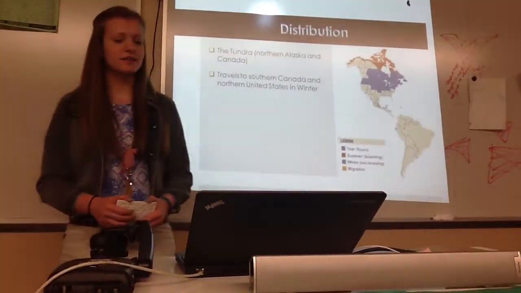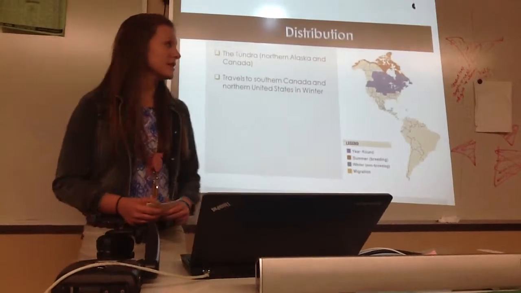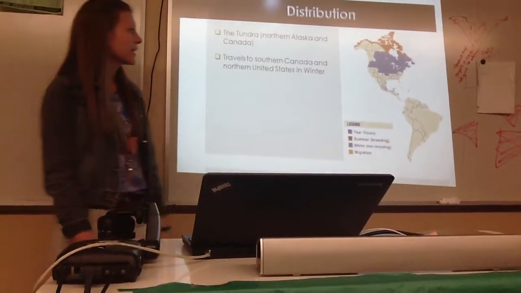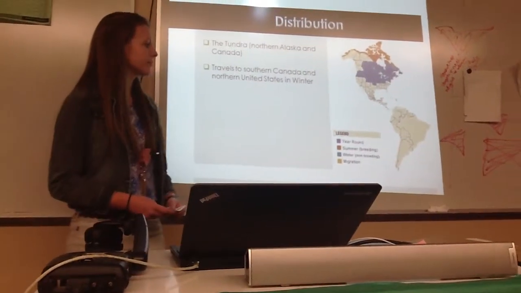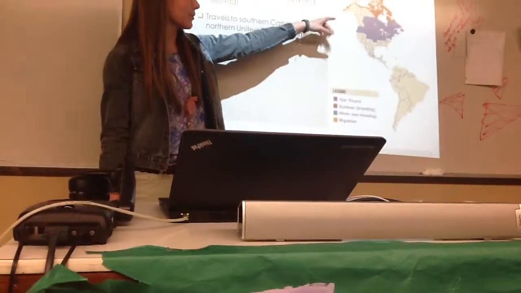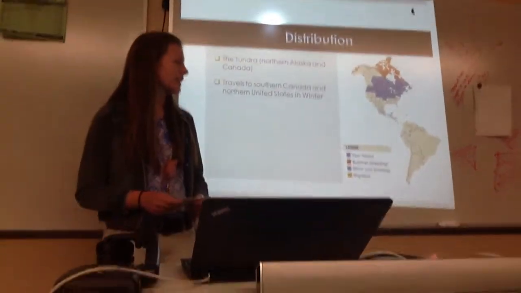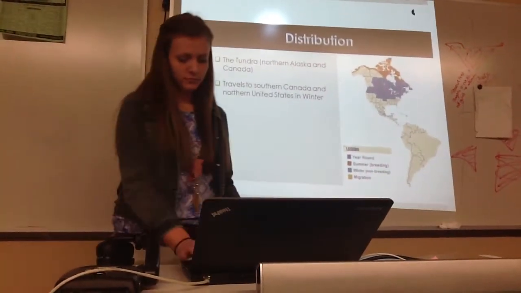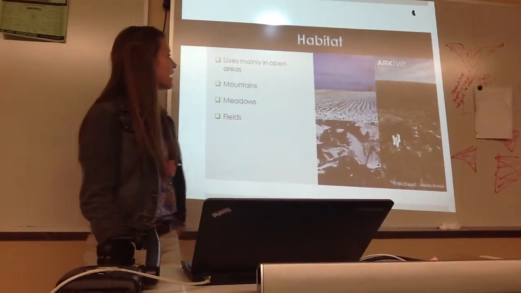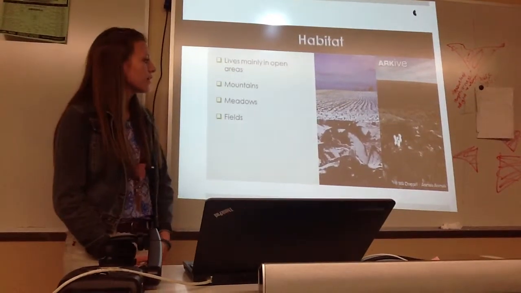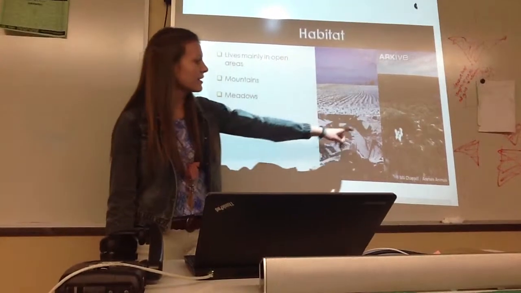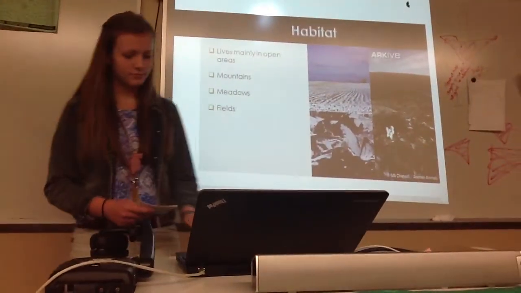The snowy owl is distributed in the tundra, which is northern Alaska and Canada. The snowy owl travels to southern Canada and northern United States in the winter. The blue coloring is the winter, which is non-breeding, and the orangish color is the summer breeding area. This slide shows their habitat, and they live mainly in open areas. Here's a picture of a field that they might live in, or a mountain meadow that they live in.